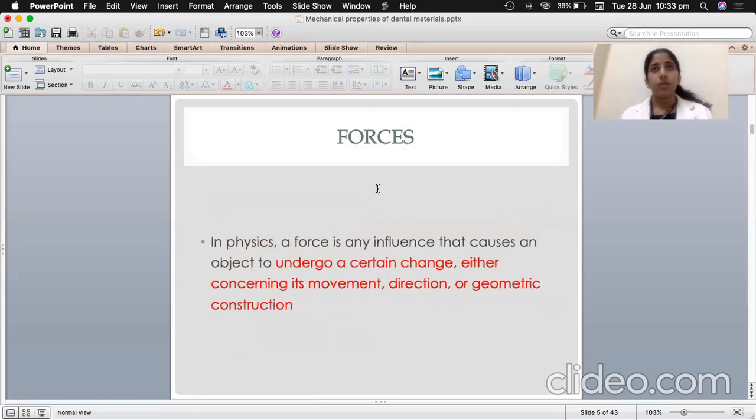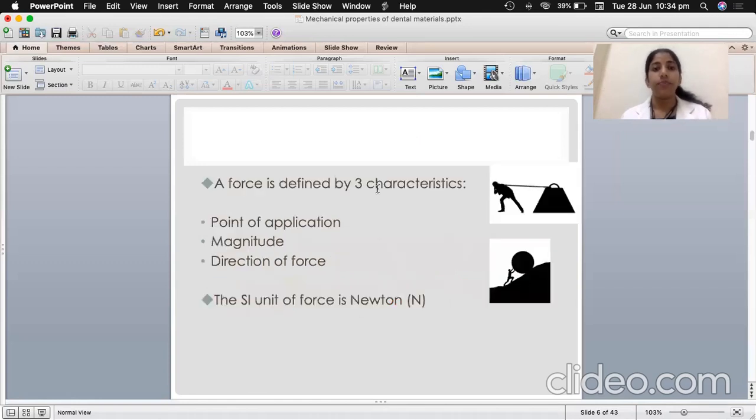Okay. So before moving deeper into the chapter, we should know what is force, what is stress, what is strain. Force, which we have all studied in physics. What is a force? Force is any influence that can cause an object to undergo certain changes, like movement of the material, a change in direction of the material, or a geometric change in its form. That is force. A force is defined by three characteristics: point of application of the force, magnitude, how much force we are applying, and the direction of force.